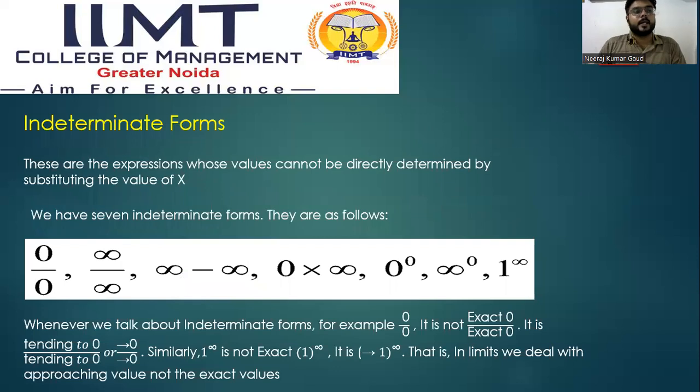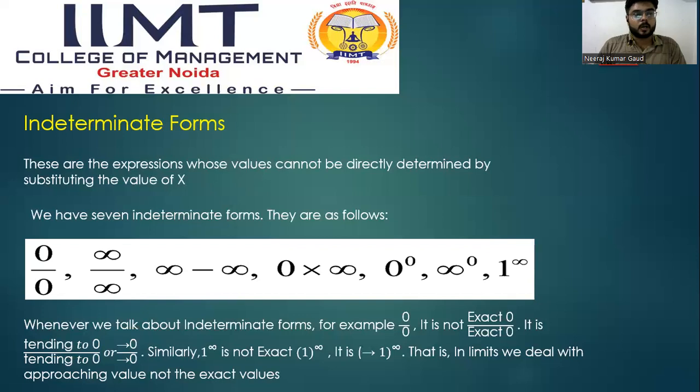Now next is indeterminate forms. These are expressions whose values cannot be directly determined by substituting the values of x. We have 7 indeterminate forms. They are as follows: 0 by 0, infinity upon infinity, infinity minus infinity, 0 into infinity, 0 to the power 0, infinity to the power 0, and 1 to the power infinity.